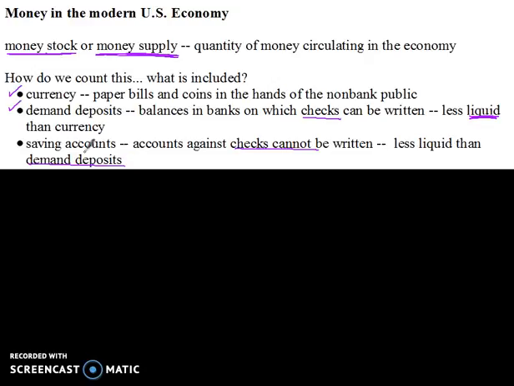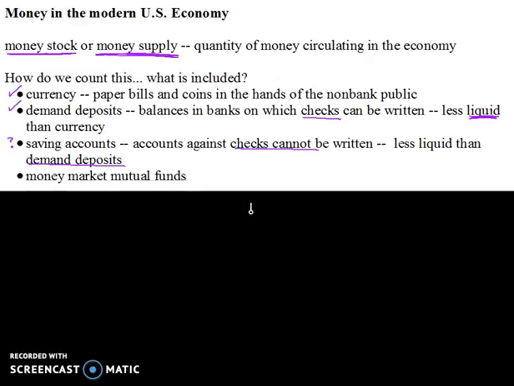So, are we going to call savings accounts money? Well, I'm going to put a question mark there for now. And then there'd be other things. There's a lot of other things that we can include here. One of them is money markets.